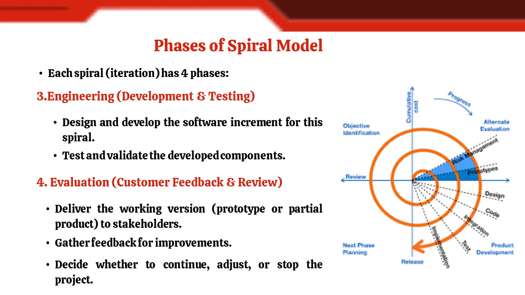The fourth and final phase is evaluation. Here, the working version, whether it's a prototype or partial product, is delivered to the stakeholders. Feedback is gathered to identify improvements. Based on this, the team decides whether to continue, adjust, or stop the project. This continuous feedback makes the spiral model highly adaptable to changes.